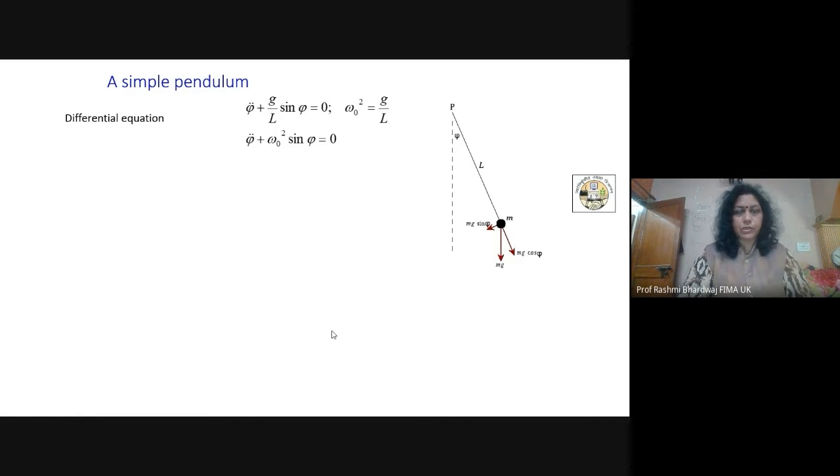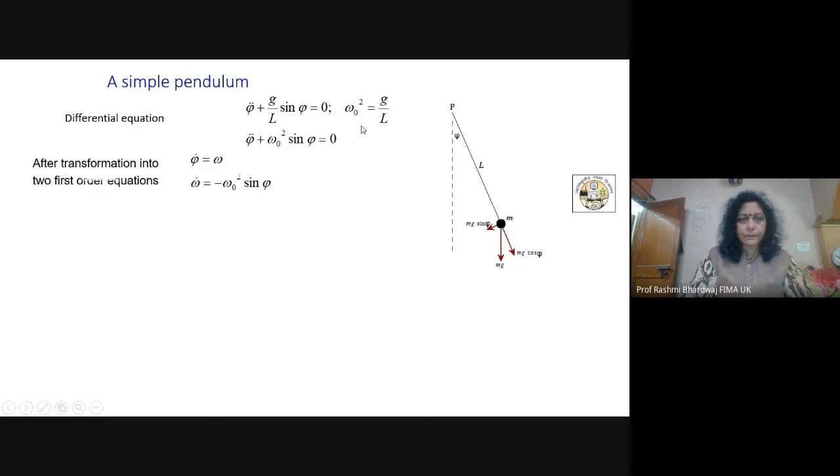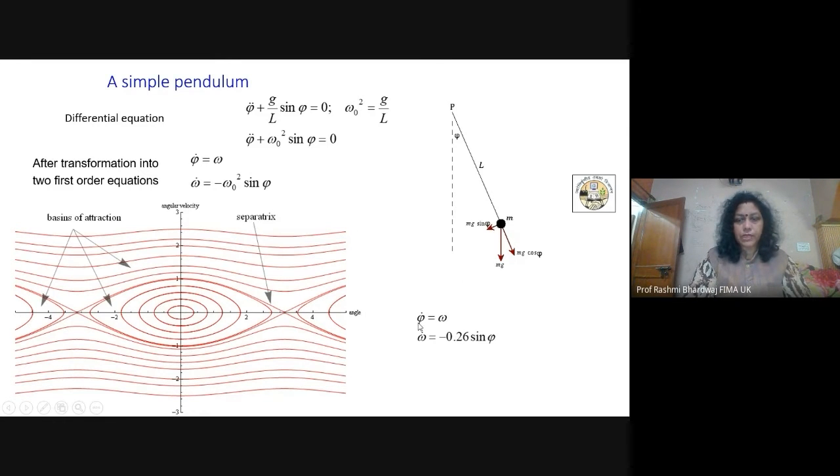Yesterday we discussed that. It is a simple pendulum equation: phi double dot plus omega naught square sine phi equal to 0, where omega naught square is nothing but g by L, or this is known as the constant of gyration. If we transform it into two equations, phi dot equals omega, and the other one is omega dot equals minus omega naught square sine phi. Then we equate it to 0, taking omega naught square as minus 0.26.